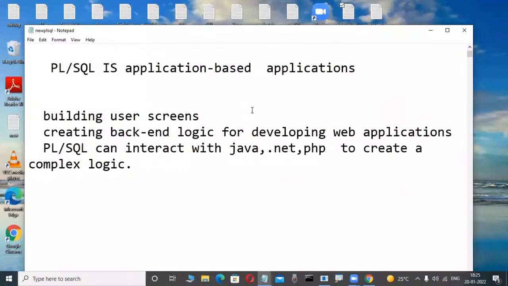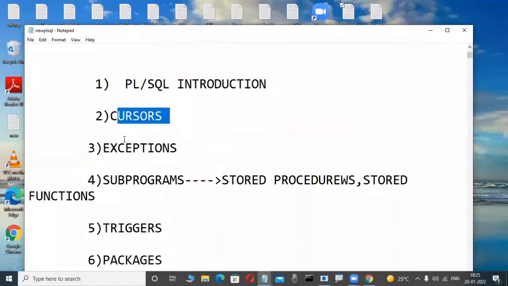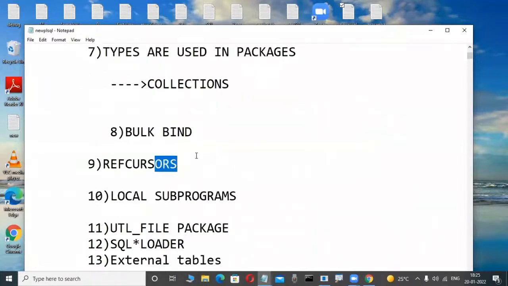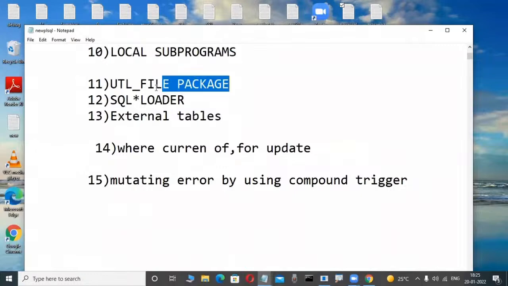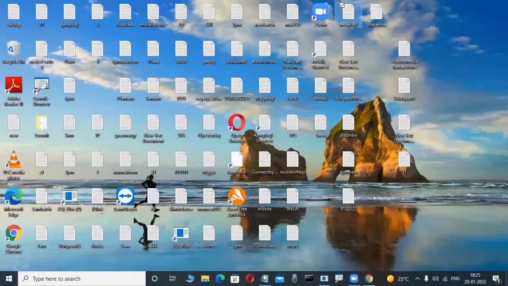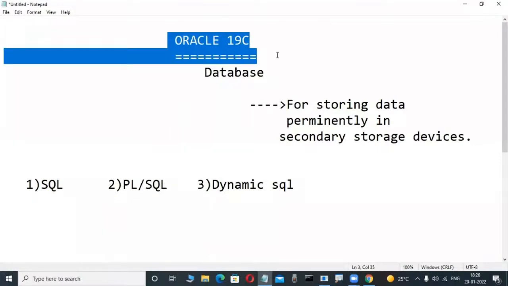PL/SQL means you are writing this type of little bit of coding here. In PL/SQL there are cursors, exceptions, stored procedures, stored functions, triggers, packages, types, collections, bulk bind, ref cursors, local subprograms, UTL_FILE package, SQL*Loader, external tables, so many things like this. So much syllabus is there. Don't worry. That's why we first learn the SQL language. After that, you get some knowledge, and then we learn about PL/SQL. Through these two languages, we are operating this Oracle software.